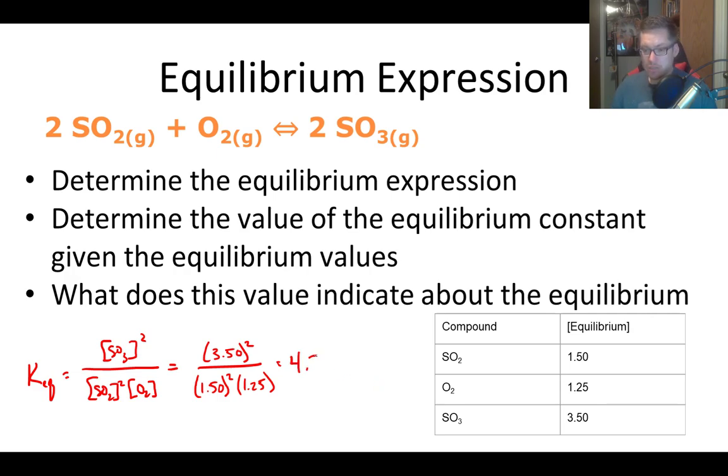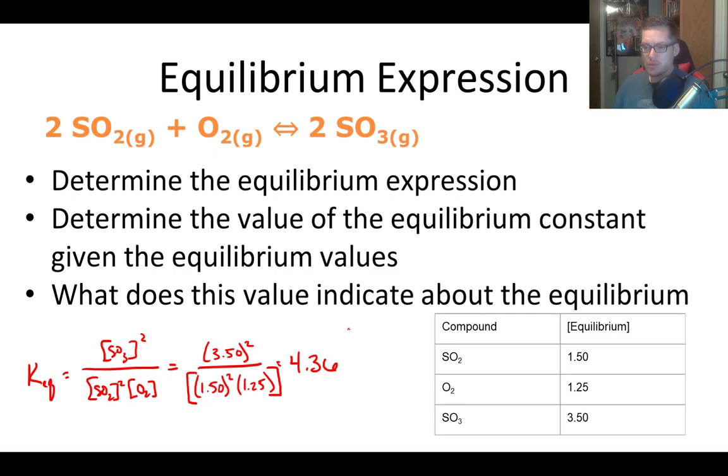All right, one thing that I see students mess up on is they forget that this whole thing needs to be in parentheses down here. If you don't put that in parentheses, your calculator will take 3.5 squared and then divide it by 1.5 squared and then multiply that answer by 1.25. All right, so your answer is 4.36.